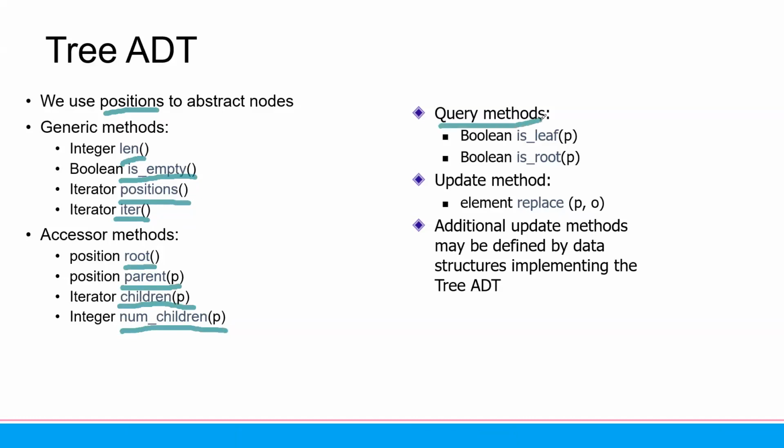We can have query methods. I want to check whether position P is a leaf or not, or whether position P is a root or not. And if I want to update, I can replace, and the replacement takes place at position P with object O.